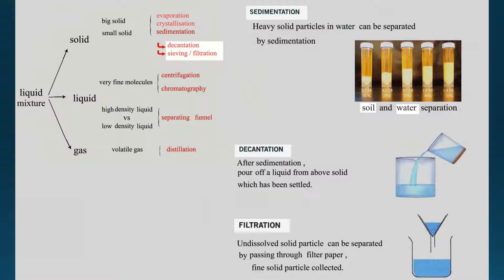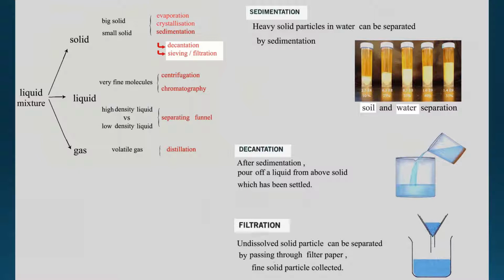Or by filtration: put it through a filter paper and let the solid be separated by the filter paper, and the liquid will remain soluble. This is the way we make one into a liquid, but the other form into a solid state, so that I can separate.